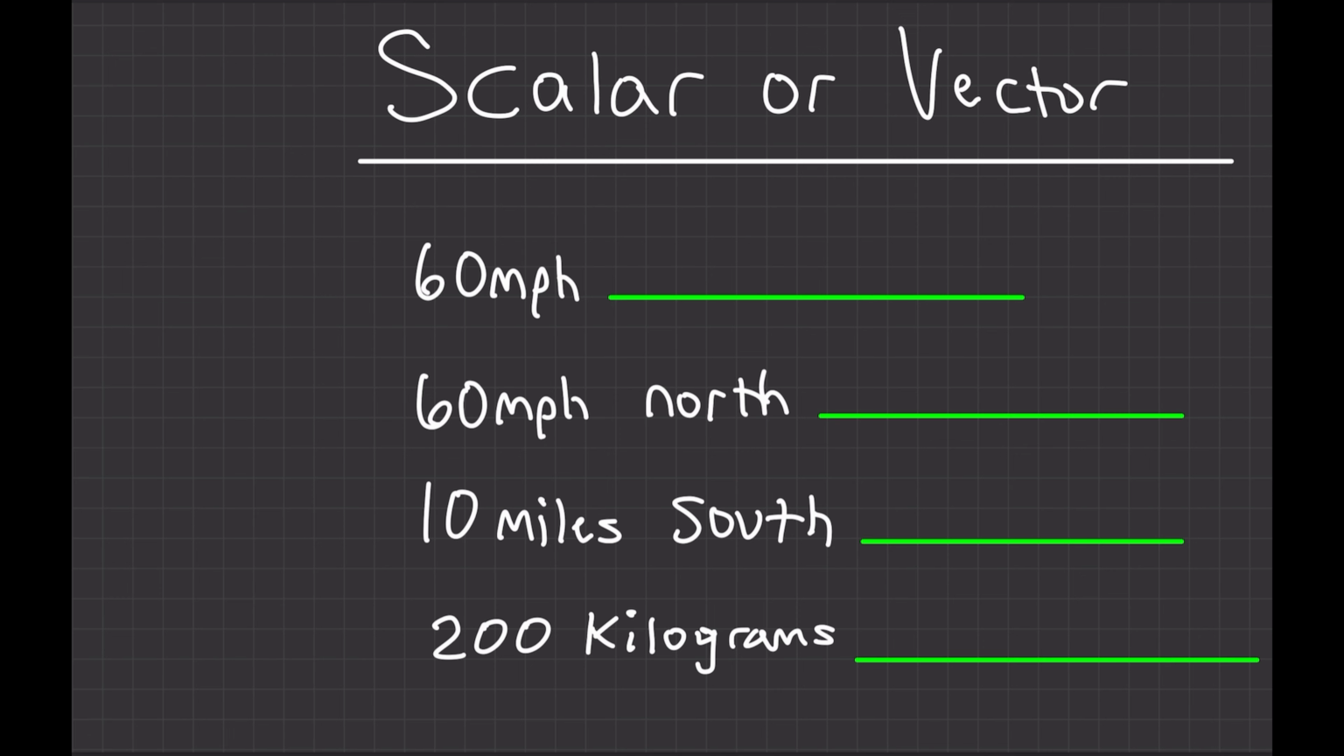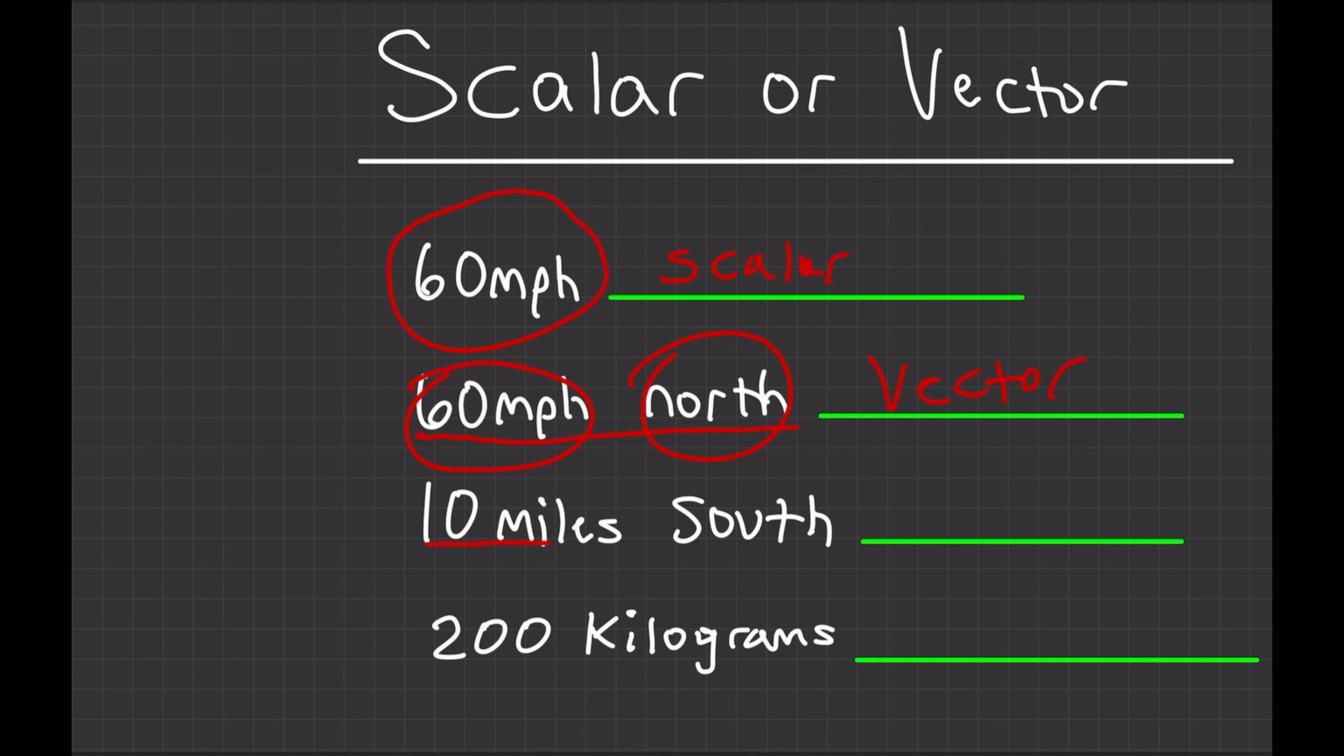So let's go into a few practice problems, scalar or vector. If we're saying this car is going 60 miles per hour, is that a scalar or is that a vector? Well, this would be a scalar, right? This is a scalar because it only tells you how fast the car is going, 60 miles per hour. But now if we say 60 miles per hour north, this is considered a vector, more specifically velocity, right? 60 miles per hour north. This is a vector because it includes both speed and the direction that you or the car is heading.